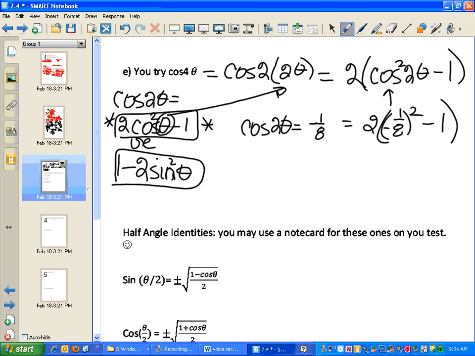Well, didn't we figure out what the cosine of 2 theta was in the previous problem? It was just negative 1/8, right? Because this is my angle and this is a value. So I need to know what the cosine of 2 theta is. The cosine of 2 theta we did figure out as negative 1/8. Now what am I supposed to do with that value? Square it. So that's why I'm squaring negative 1/8.